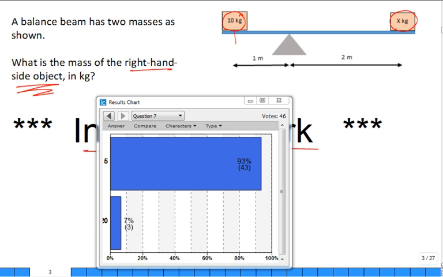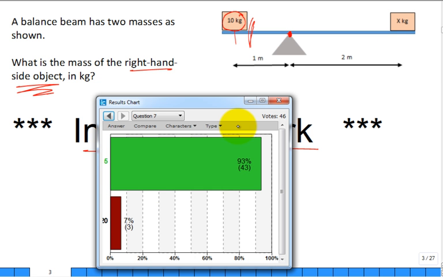So the vast majority said it needs to be 5 pounds or 5 kilograms. Why does it need to be 5 kilograms in order to have this system balanced? There's a longer arm or lever, right? And so what you're looking at, you're saying this is the point at which it's going to possibly rotate. So this is the right answer, 5.